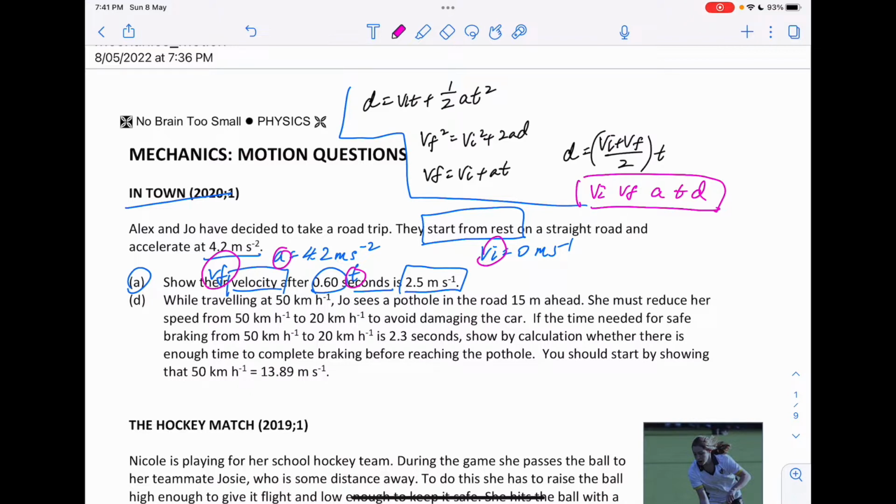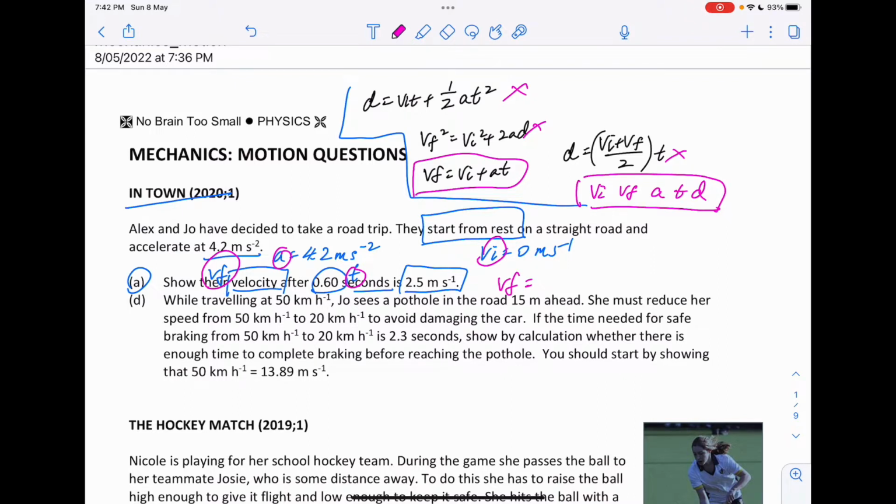In this case, we don't have D, so any equations with D are eliminated. This one has D, no. This one has D, no. There's a D here, no, because we don't have D, and we don't need to calculate D as well. So we only got this one. That's very easy, right? We're calculating VF.